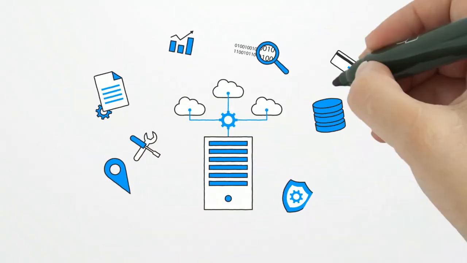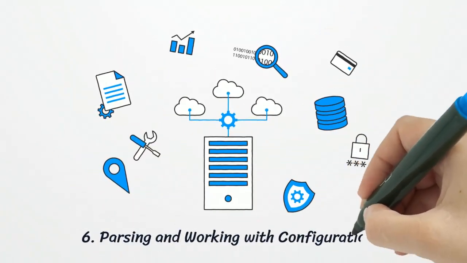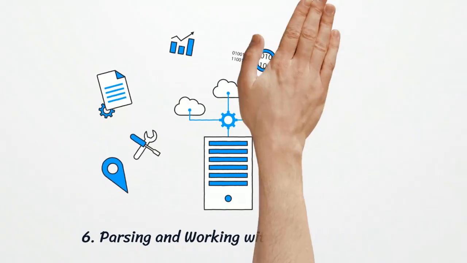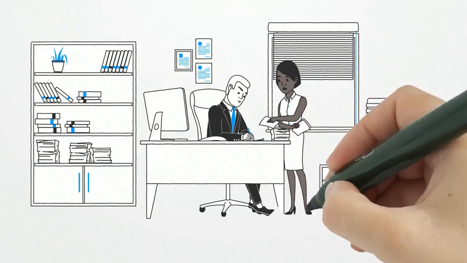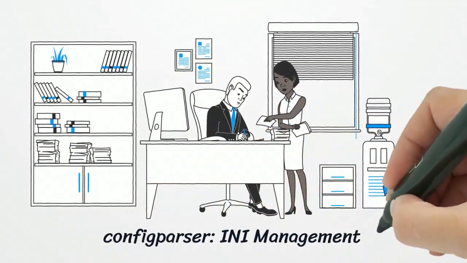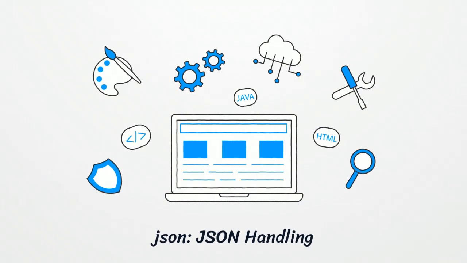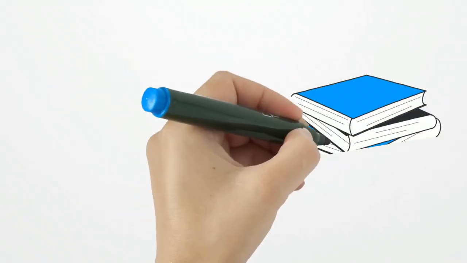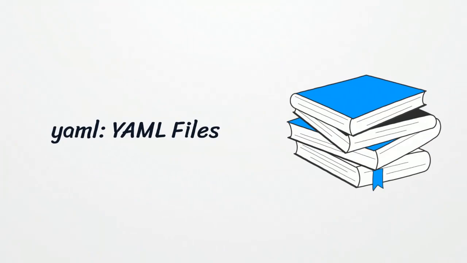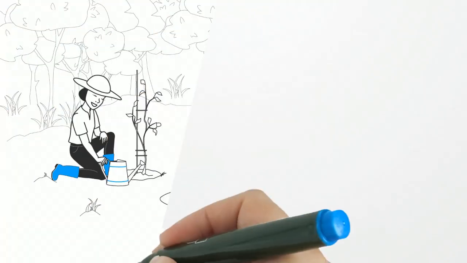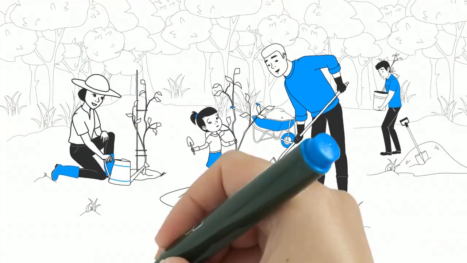Five, parsing and working with configurations. ConfigParser to manage .ini configuration files. JSON to handle JSON data, e.g. configuration and API responses. YAML via PyYAML for working with YAML files common in DevOps tools like Ansible. XML ElementTree for parsing and editing XML files.